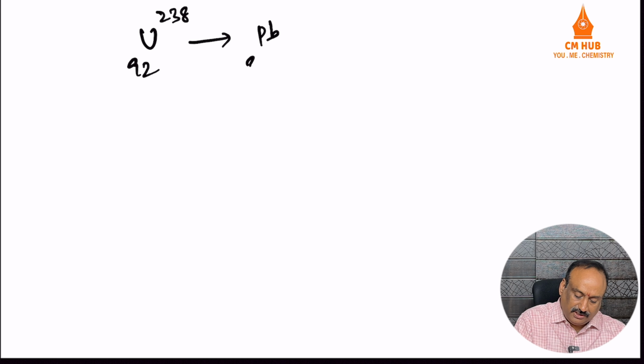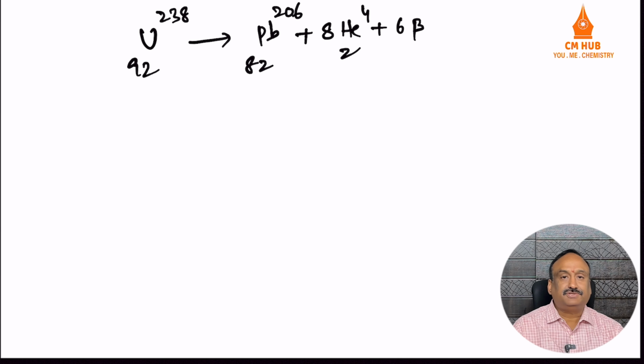Now let us write the equation. Uranium 92-238 converts into lead 82-206 with the emission of 8 alpha particles plus 6 beta particles.